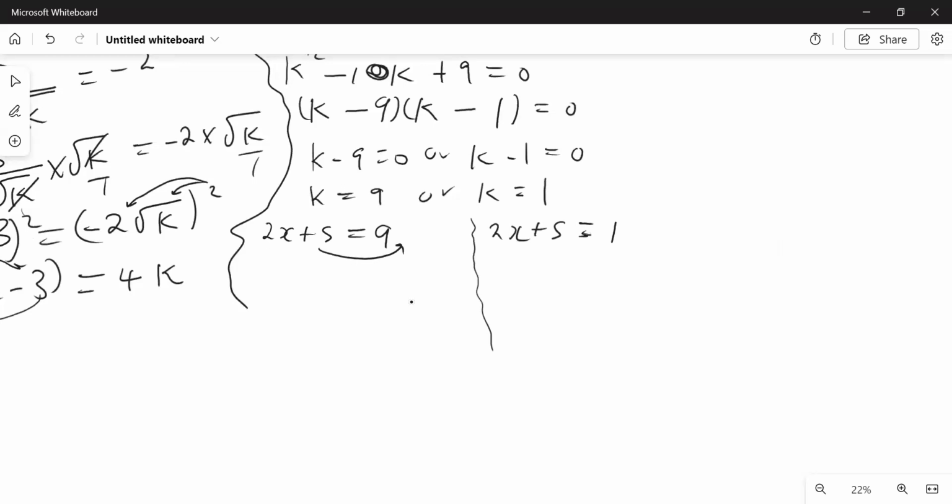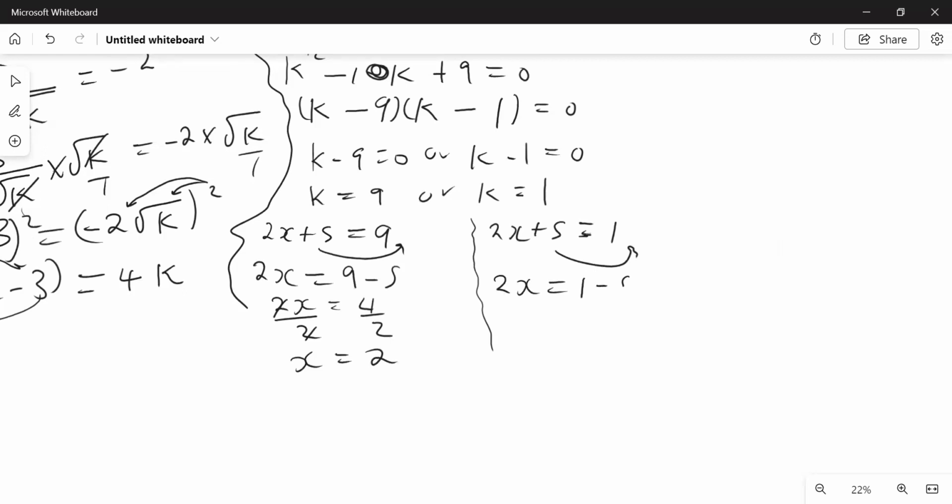How do we solve for x? We transpose 5 so that we can isolate x. So now we have 9 minus 5, 2x equals 4, and then we divide both sides by 2. 2 and 2 cancel, and then x equals 2. Then from there, we transpose 5 again. We end up getting 2x equals 1 minus 5, which gives us negative 4. Then we divide both sides by 2, 2 and 2 cancel, and we have negative 2, right?